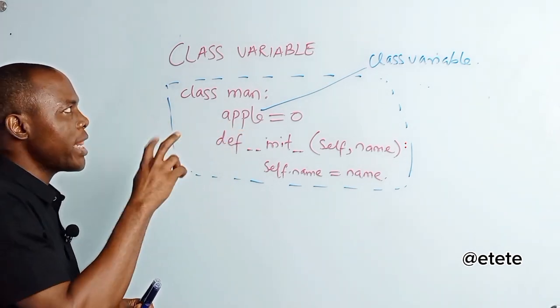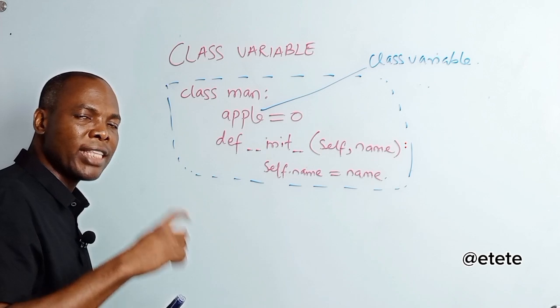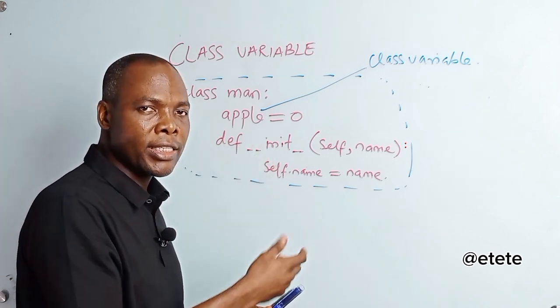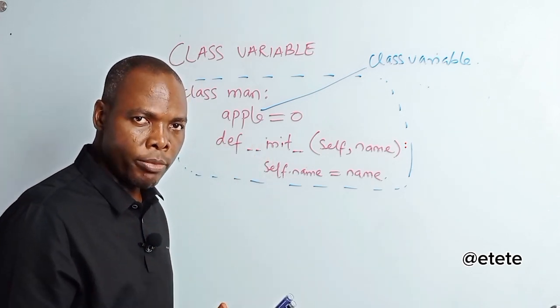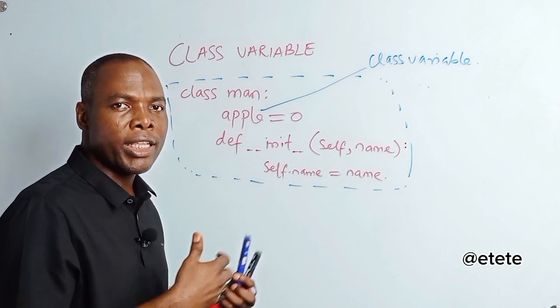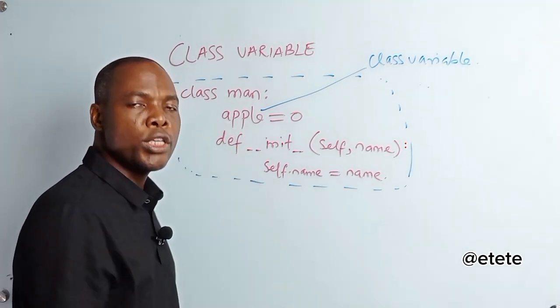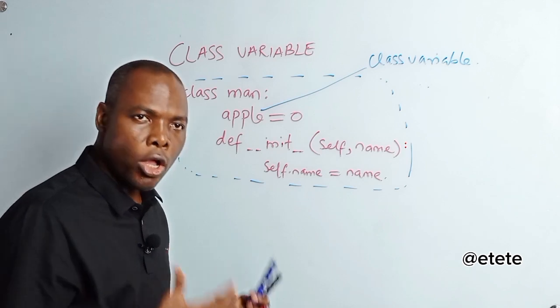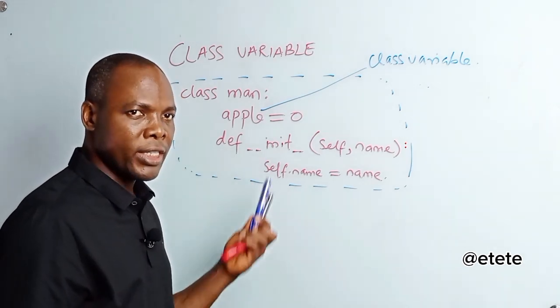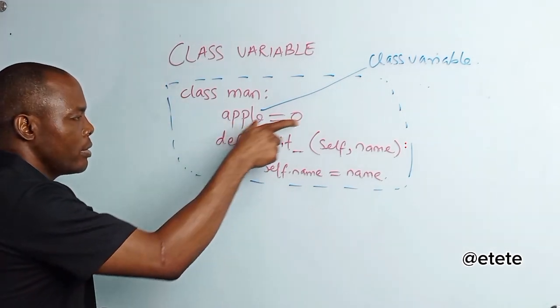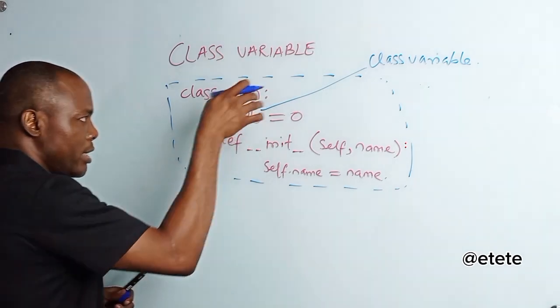So the difference between the class variable and the instance variable is that the instance variable is also created inside the class, but is unique to each of the objects. So each object created for the class will have a copy of an instance variable. But a class variable is common to all the objects that will be created for this class. So apple, 0. Then we are going to create the object.